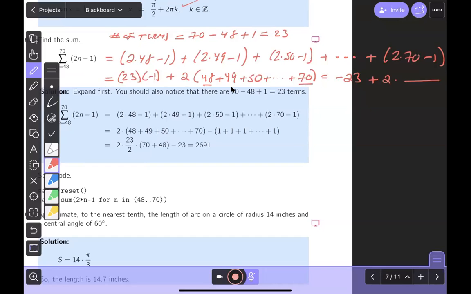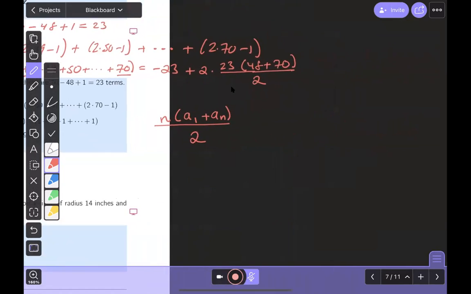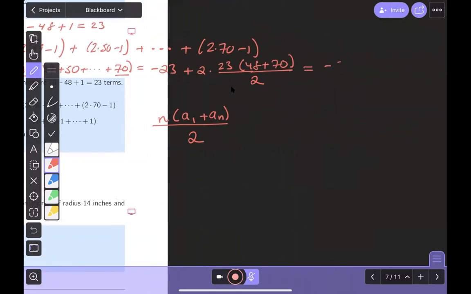Let me write this down for you. For an arithmetic series, it's going to be N times A1 plus AN, over 2. What's N? Well, it's 23. I'll push this to the side a little bit. We'll do the arithmetic later. What's A1? It's 48. What's AN? It's 70. What's the bottom? 2. Kind of getting crazy looking, but I'll see if I can do the arithmetic. Minus 23. We'll look at the key later.